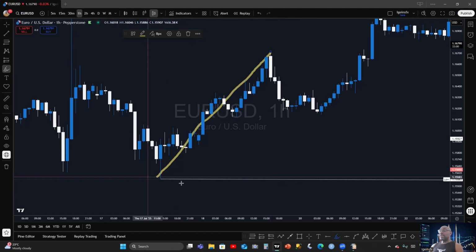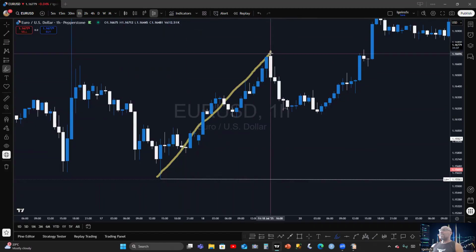So once you see a hammer like this, you just know that it's time to start buying, because the price has been coming down before this hammer appeared. Then it's time to buy.